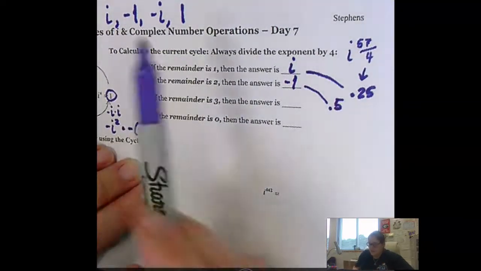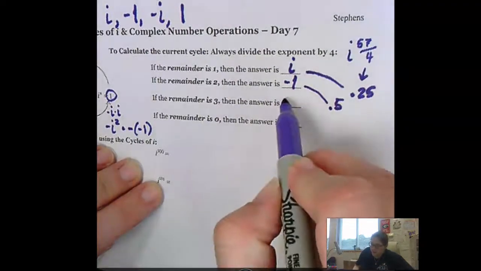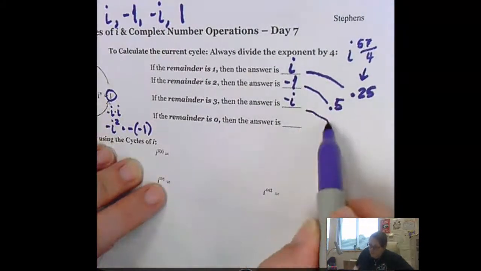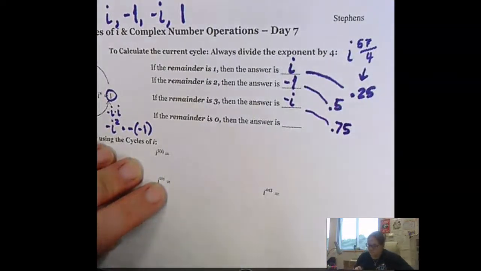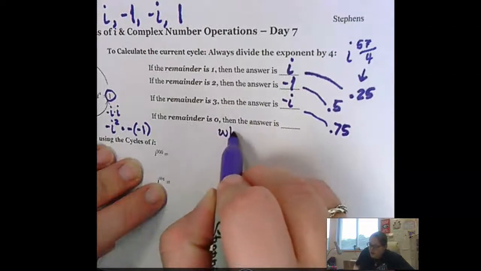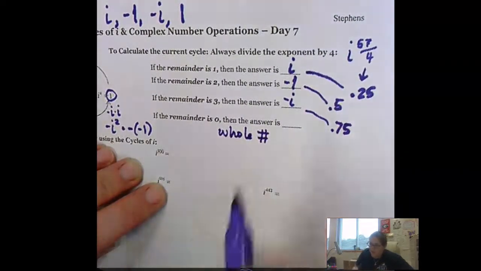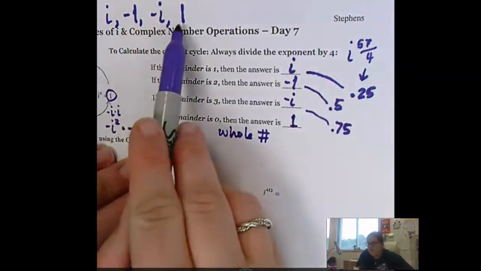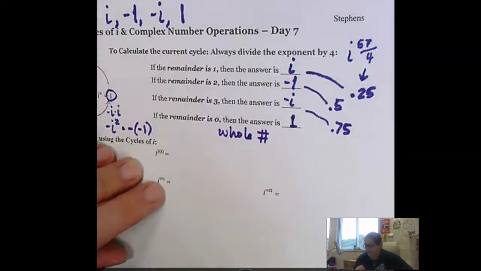All right, if the remainder is 3 when I divide, then I'm on the third term, -i, and you probably guessed that would end in 0.75 on the decimal. And then if the remainder is 0, so if it divides evenly and I get a whole number, then the answer is +1. That means it is on the fourth term in the pattern, which is the last term before it starts over again.